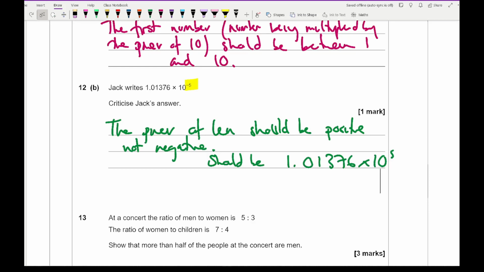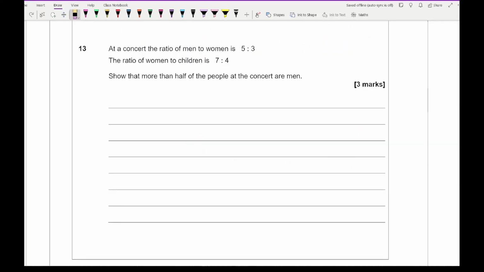Well, maybe, it depends on the mark scheme, but I would say yes, but you want to make sure that you're having two separate answers for that and they're highlighting where they've gone wrong. So looking at question 13, it says that at a concert, the ratio of men to women is 5:3. The ratio of women to children is 7:4. Show that more than half of the people at the concert are men.